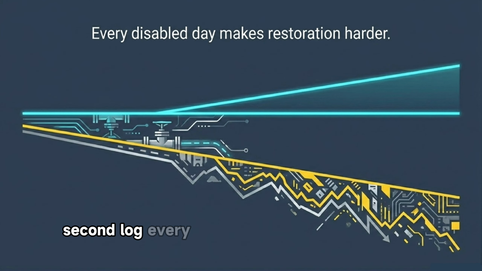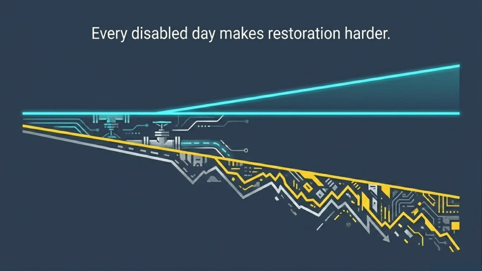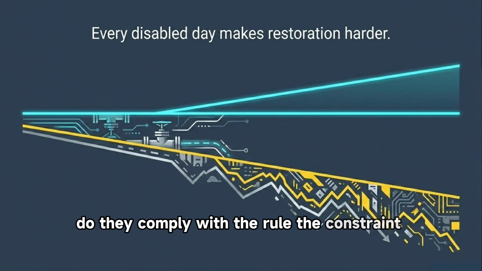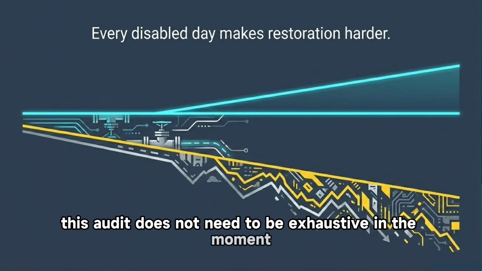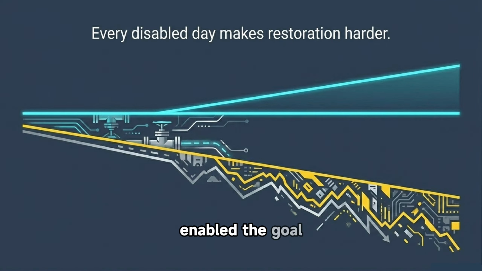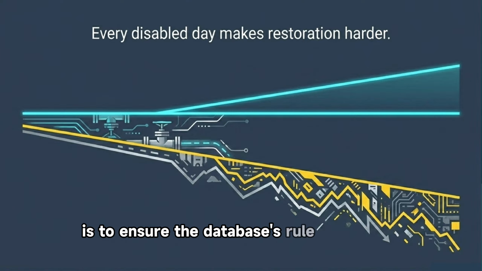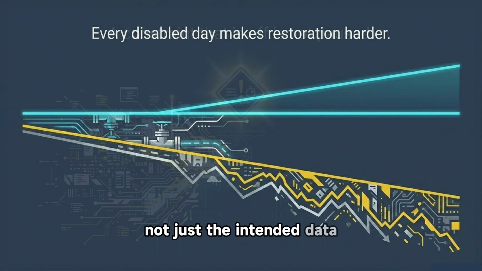Second, log every period a constraint is disabled and audit those logs. When a constraint is off, that window needs to be visible. Which records entered during that period? Do they comply with the rule the constraint enforces? This audit does not need to be exhaustive in the moment, but it needs to happen before the constraint is re-enabled. The goal is to ensure the database's rule is restored to a state where it reflects the actual data, not just the intended data.